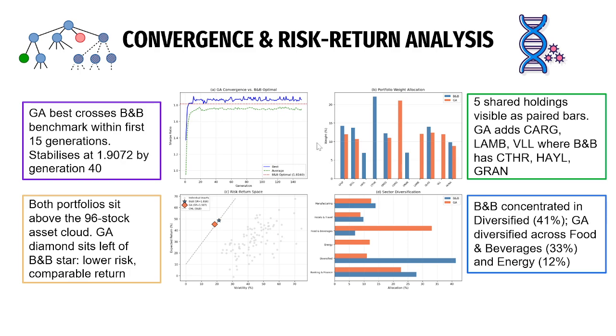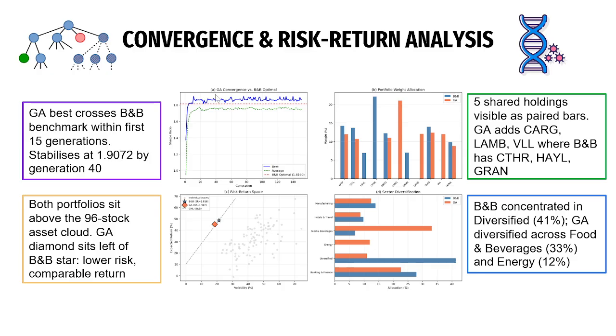Panel A shows the genetic algorithm convergence. The best fitness crosses the branch and bound benchmark of 1.8 within the first 15 generations and stabilizes at 1.9 by around generation 40. The population average stayed consistently below the best throughout, confirming diversity was maintained. Panel B shows the weight allocation side by side. You can see the five shared stocks as the paired bars and the three diverse selections clearly.